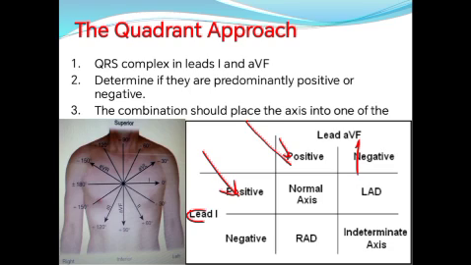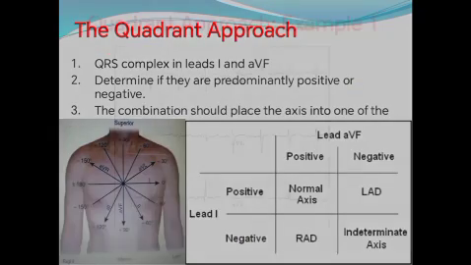If lead 1 is negative and lead AVF is positive, this is right axis deviation. Okay, if lead 1 is negative and lead AVF positive, this is right axis deviation. So what's indeterminate? If you have both leads negative, this is indeterminate axis. I think this is easy. I'll give you some examples.